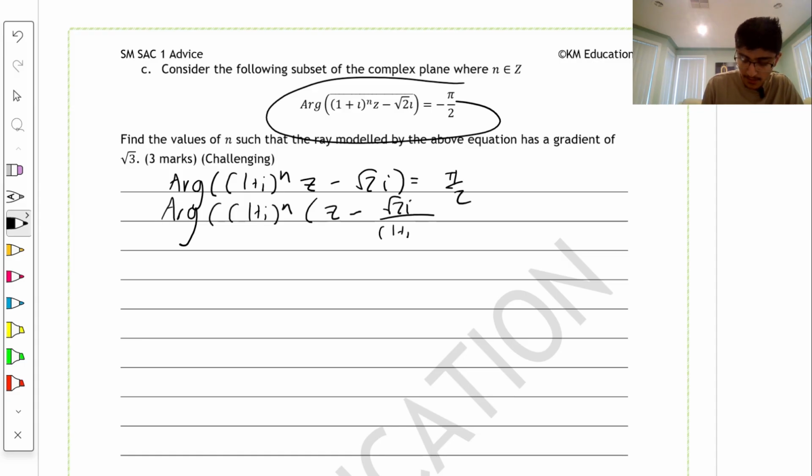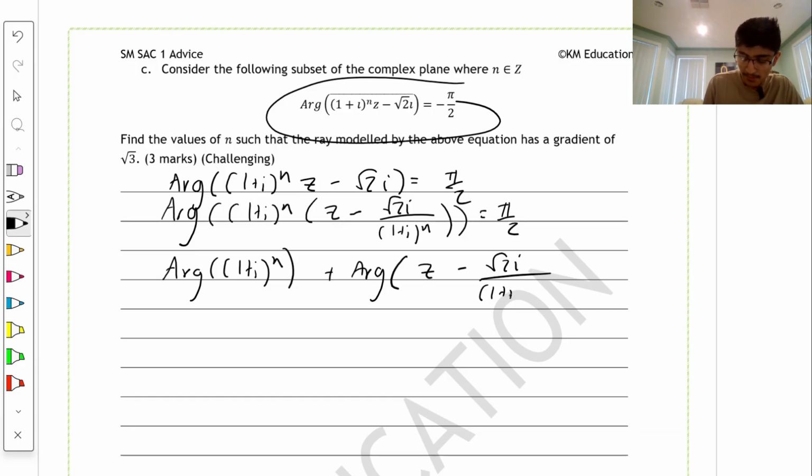So factoring all that out, and again, I can apply my first rule, which is that I'm multiplying two complex numbers. The argument of that is just the addition of the arguments of those two complex numbers. So arg (1 plus i) to the power of n plus arg (z minus root 2i (1 plus i) to the power of n) equals pi on 2.